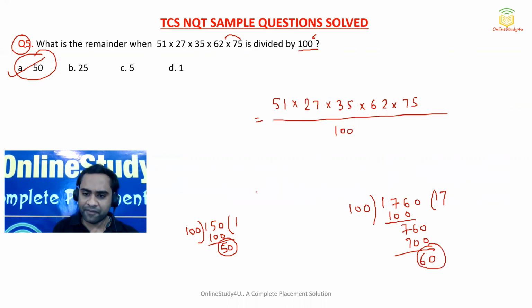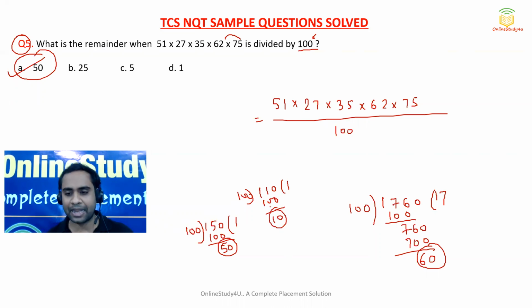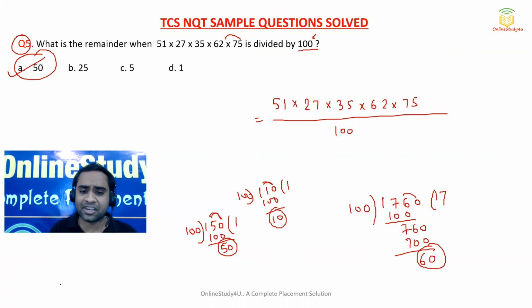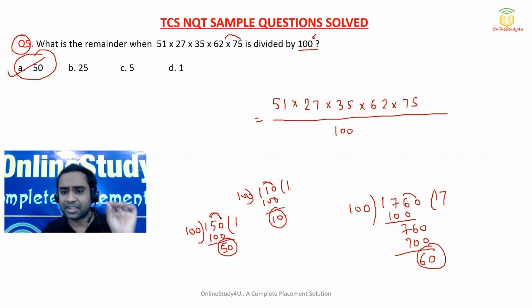Now if I ask you to divide 110, 100 once is 100. So friends, whenever you divide by 100, your remainder will be the last two digits. The remainder will be the last two digits. You can take any number, there is no problem at all. If you divide it by 100, it will be the last two digits.